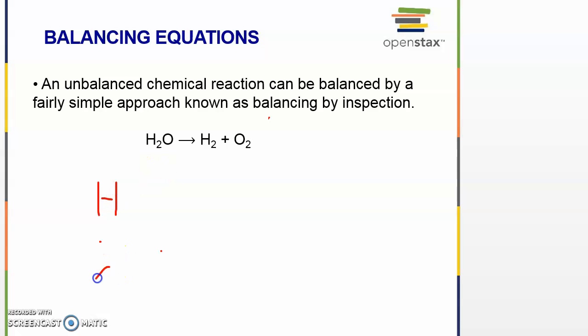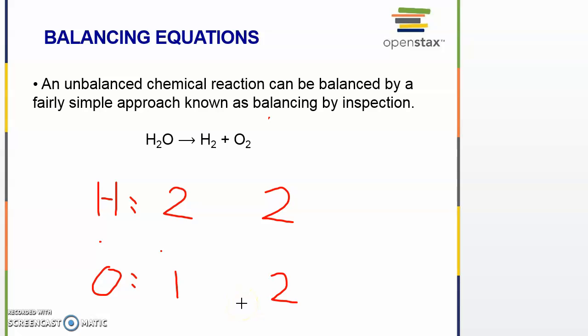and we also have oxygen. So we just have to count how many atoms are on each side. For hydrogen, there are 2 on the left and 2 on the right. So hydrogen is balanced. That is good. How about oxygen? On the left side, I have 1. On the right side, oops, there are 2. So oxygen is not balanced.